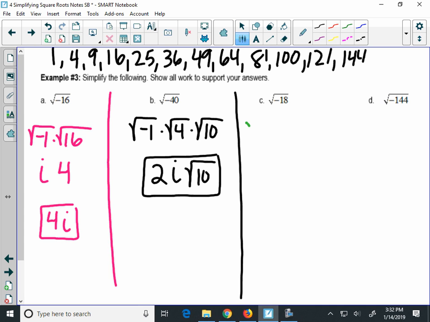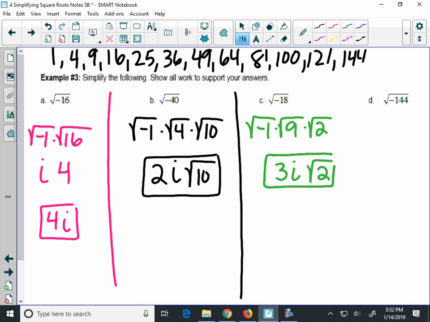Square root of negative 18, again, I have a negative, so I pull out the square root of negative 1. I will have an i in my answer. 18 can be rewritten as square root of 9 times square root of 2. 9 is a perfect square. Again, the square root of 2 doesn't simplify, but the 9 and the square root of negative 1 do. Square root of 9 is 3, and the negative 1 gives me an i. So therefore, I have 3i radical 2.